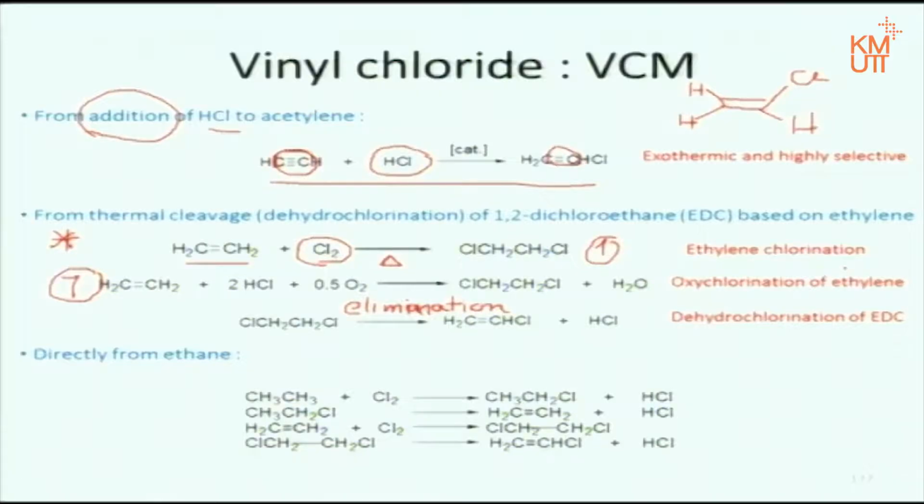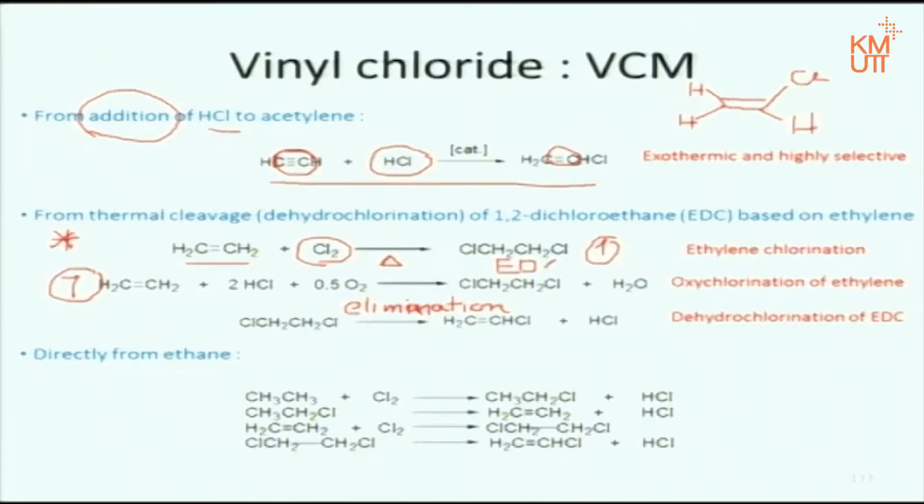Okay, so you can choose chlorination or oxychlorination. You can choose one. Chlorination requires chlorine gas and heat, but oxychlorination requires different starting material. So you need hydrochloric acid in the presence of oxygen gas. Anyway, you obtain the same product, which is EDC.